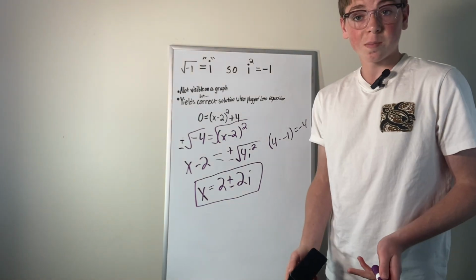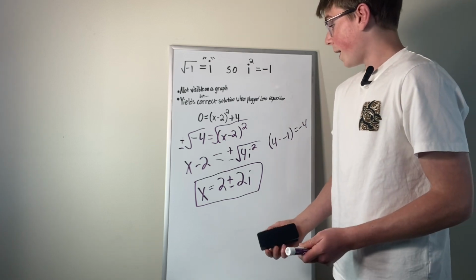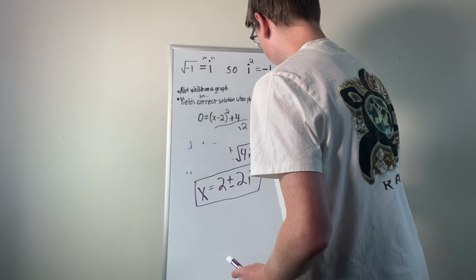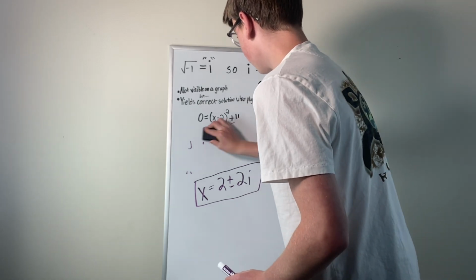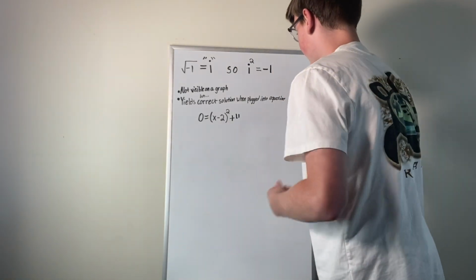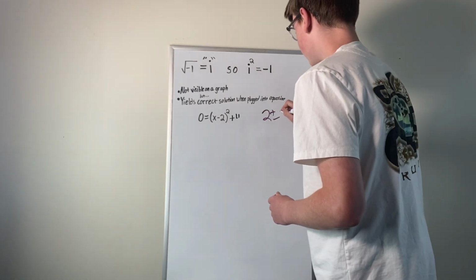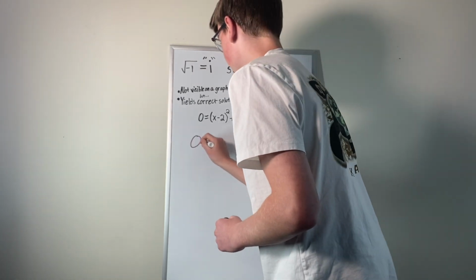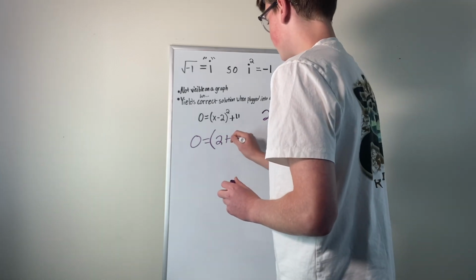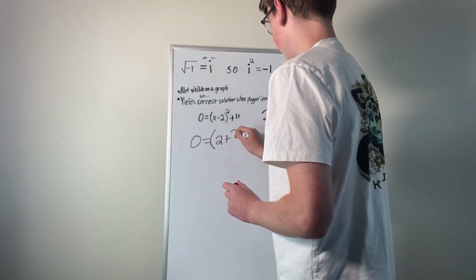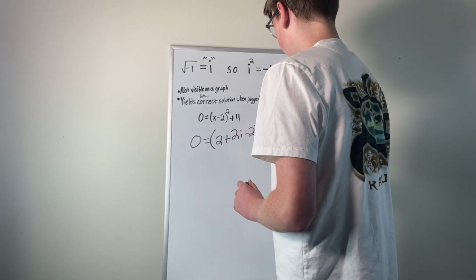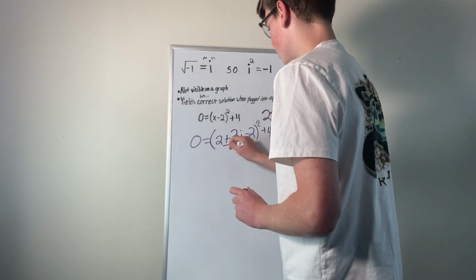So should we plug this back in? Why not? x equals 2 plus or minus 2i. I'll write this down on the side. 2 plus or minus 2i. So 0 equals, let's do 2 plus 2i minus 2, squared. That's a 4. Plus 4. Now we could just do plus or minus here.